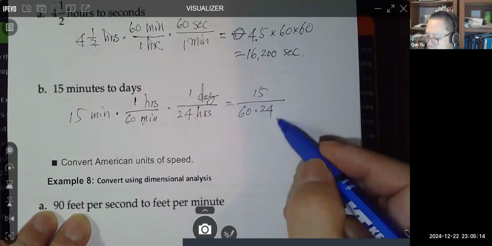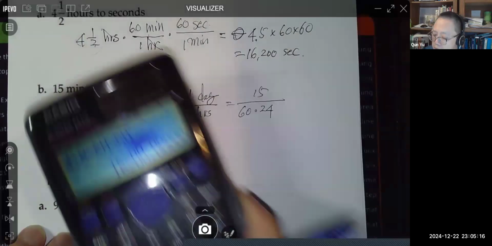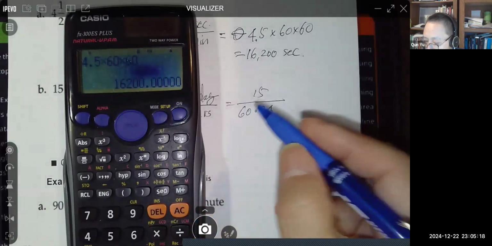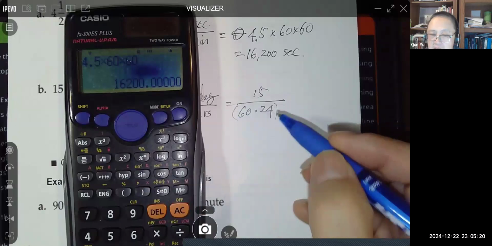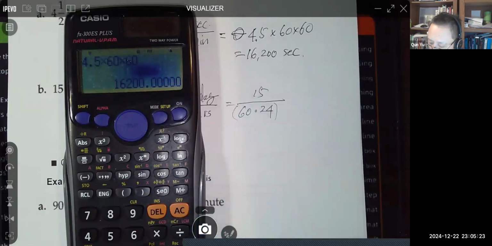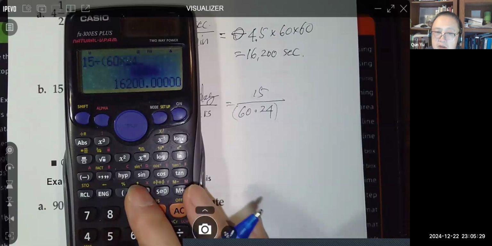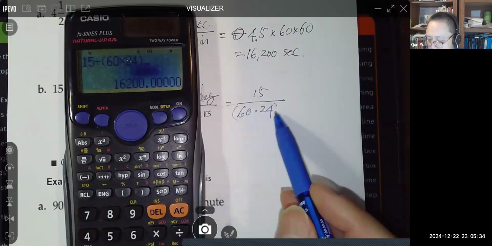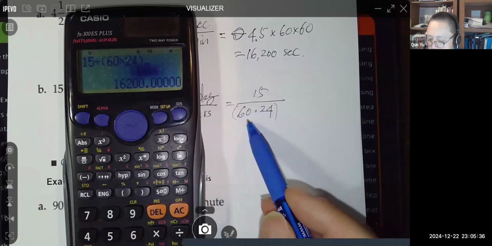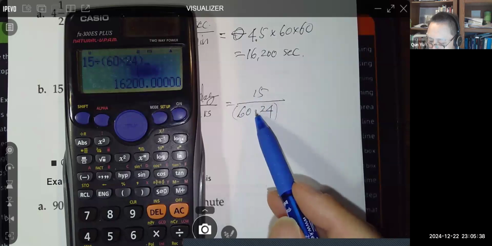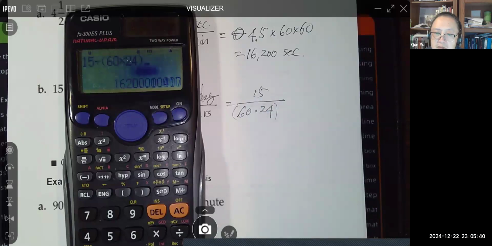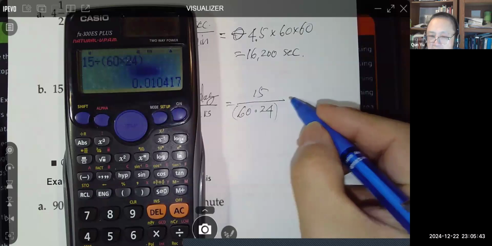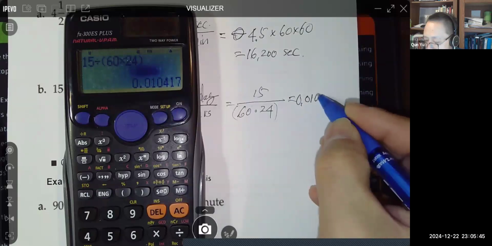So both numbers on the bottom, when you divide, 15 minutes over 60 times 24. You can multiply this out first, or you can do this whole thing directly using a calculator. Just make sure you use parentheses when you use the calculator. So 15 divided by parentheses 60 times 24. From the order of operations, the calculator will do this multiplication first to get a single number. Then it uses 15 divided by that number.